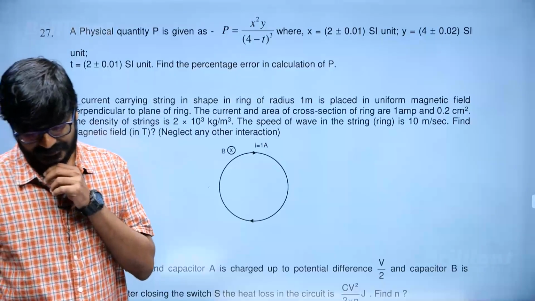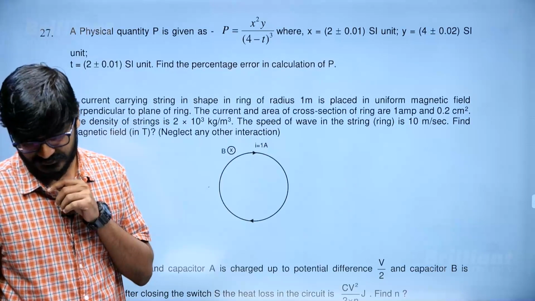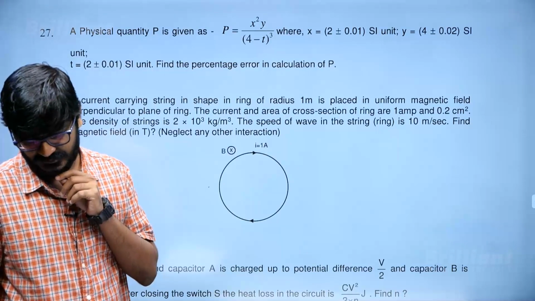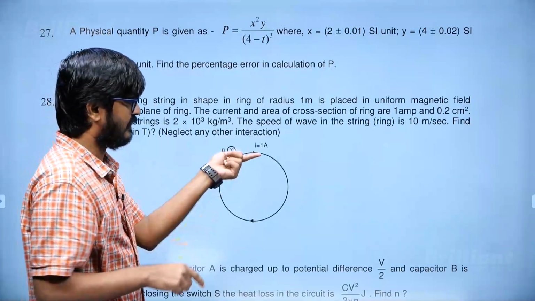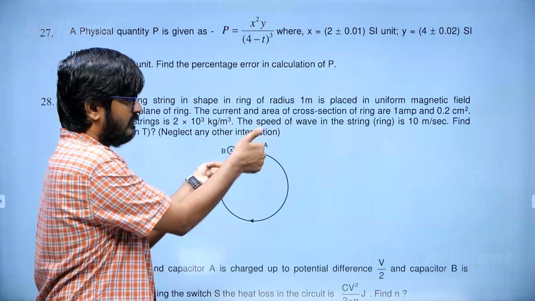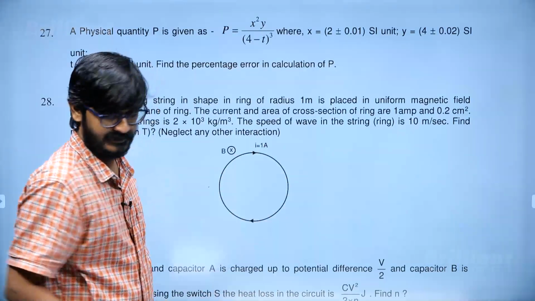A current carrying string in the shape of a ring is placed in a uniform magnetic field. The current and area of cross-section are given. The density of the string and the speed of the wave are given; find the magnetic field. See, now if I take any small element, what will be the force on that? I L cross B, this way, perpendicular to the element.